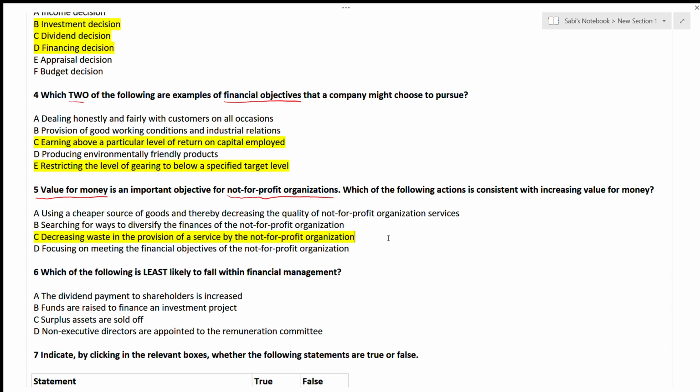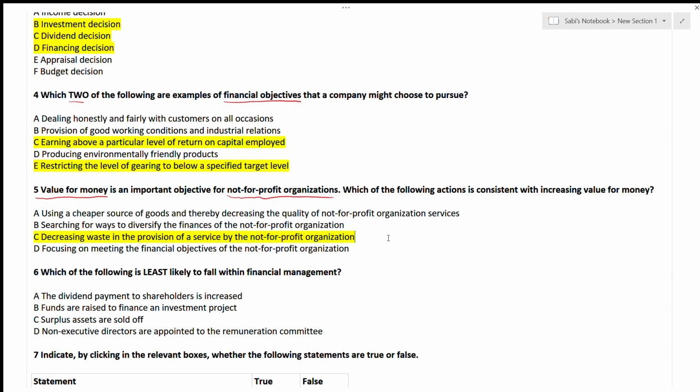You can see part A. Okay, yeah, A. So they are saying, okay, that's correct. Using a cheaper source of goods is right, but the second statement made it wrong. Decreasing the quality. You cannot sacrifice on the quality if you keep the cost down. So that is economy. So A is not correct.